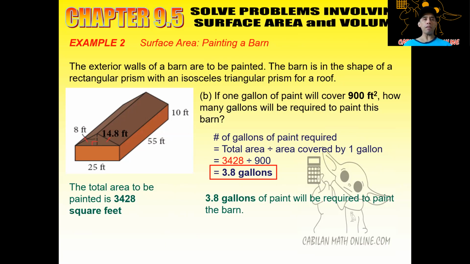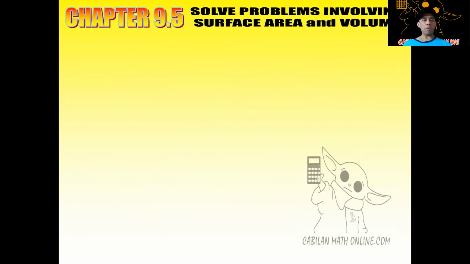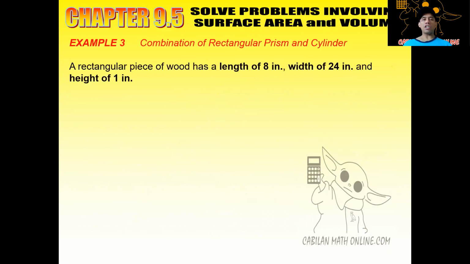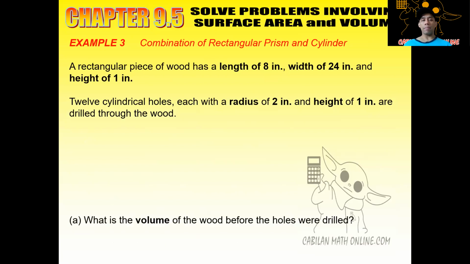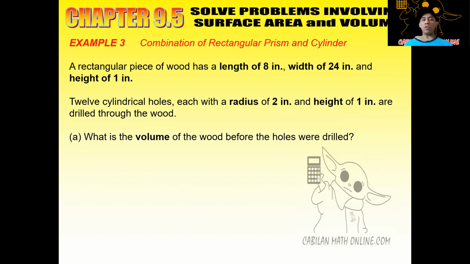All right. Okay, so the next one we have here is a combination of a rectangular prism and cylinder. So it says here, a rectangular piece of wood has a length of 8 inches, a width of 24 inches, and a height of 1 inch. Okay, it says here, 12 cylindrical holes, each has a radius of 2 inches and a height of 1 inch. Okay, and they're drilled through the wood. And ultimately what we want to do here is figure out the volume of the wood after it's drilled.